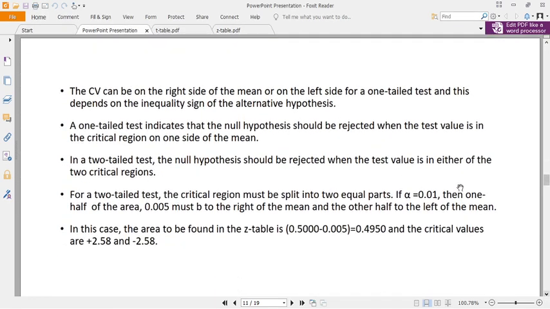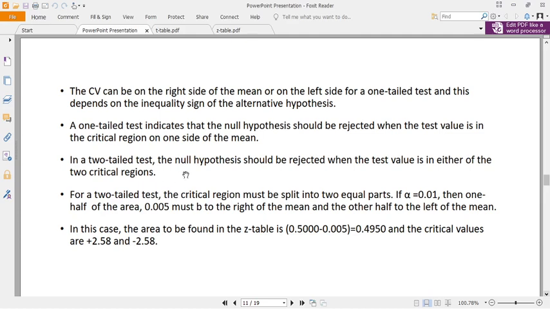So the critical value can be on the right side of the mean or on the left side of the mean for a one-tailed test, and it depends on the inequality sign of the alternative hypothesis. And for a one-tailed test, the null hypothesis should be rejected when the test value is in the critical region or on one side of the mean.